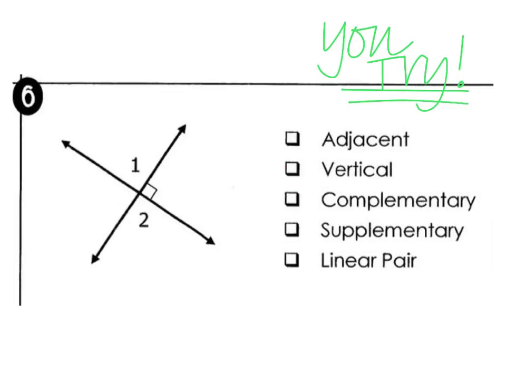All right, why don't you try to do number 6 on your own? Check off the boxes, check off all the relationships between angle 1 and angle 2 in this example. When you come back, I'll have the answer written on your screen, and I'll quickly go through it with you. All right, so go ahead and pause your video now.